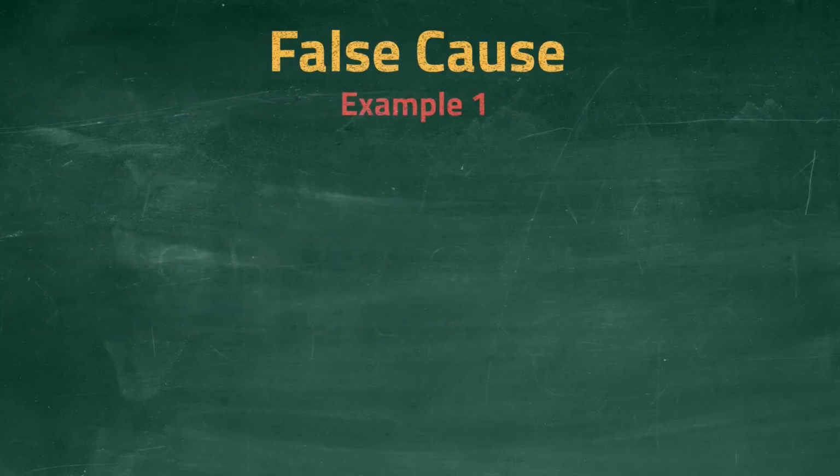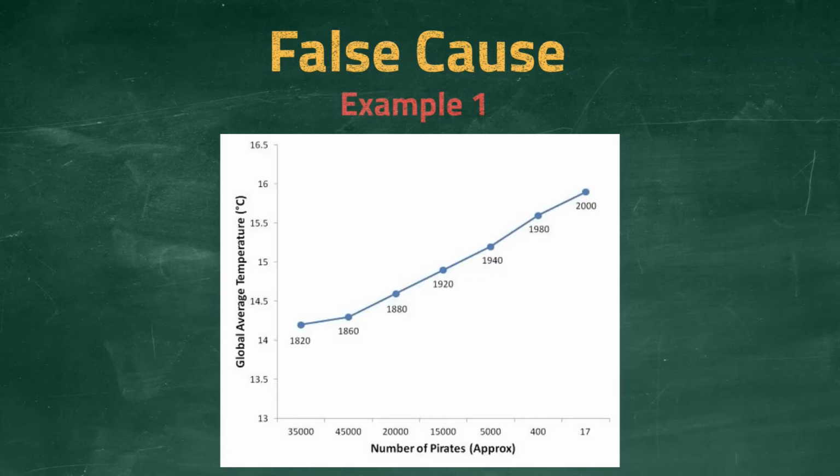The first example concerns pirates. This is a popular example, so I'm sorry if you've seen this before. If you plot global pirate population together with global CO2 emissions over time, you get an interesting graph. As you can see, there is a negative correlation, which means that as the pirate population has declined, global CO2 levels have increased.